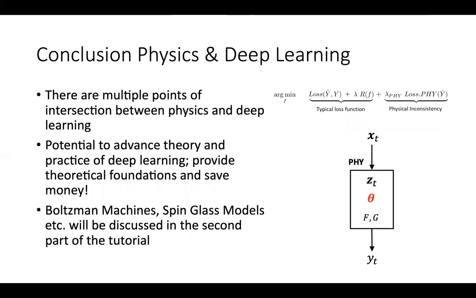So to conclude this section on physics and deep learning, there are multiple points of intersection between physics and deep learning. There is great potential to advance theory and practice, provide theoretical foundations, and of course, save money. So in the second half of the tutorial, my colleague is actually going to discuss some additional points of synergies in much more technical detail than I did.